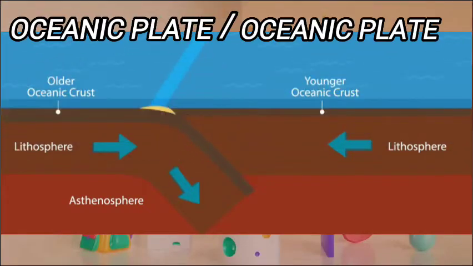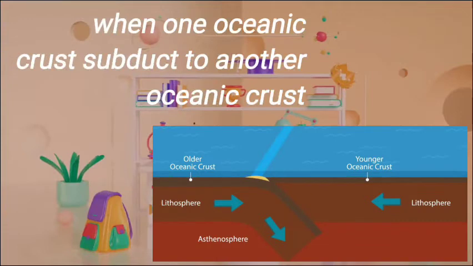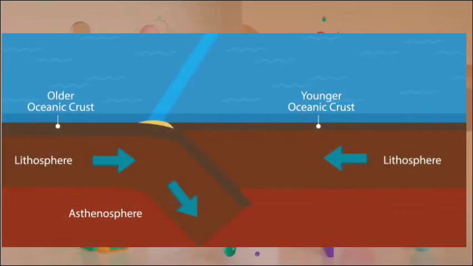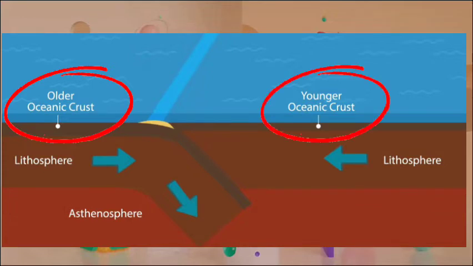Let's move on to oceanic plate to oceanic plate. This happens when one oceanic crust subducts under another oceanic crust. As you can see in the picture, the subduction process occurs in this type of convergence. Also, you can see an older oceanic crust and a younger oceanic crust. Older oceanic crust will subduct under the younger oceanic crust because older oceanic crust is denser than the younger oceanic crust.